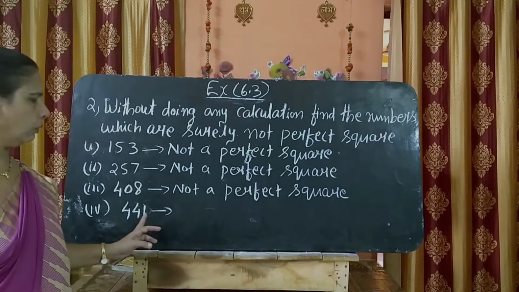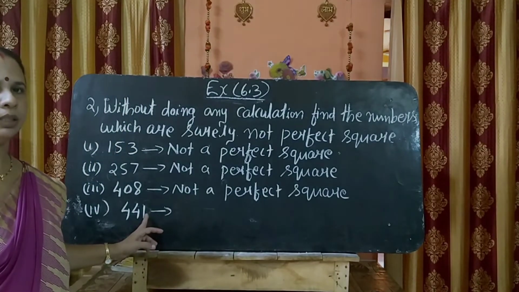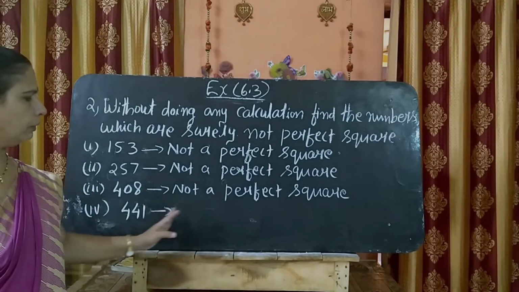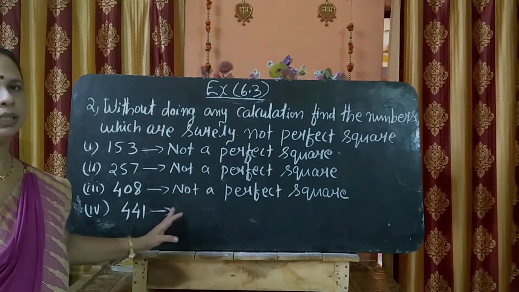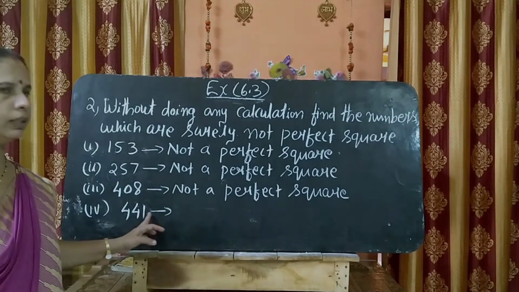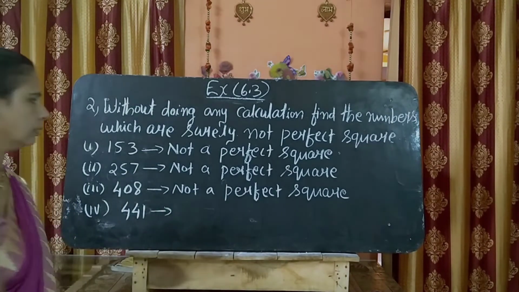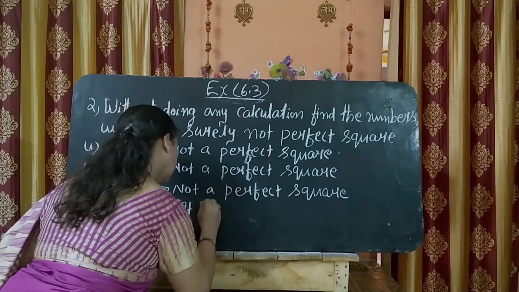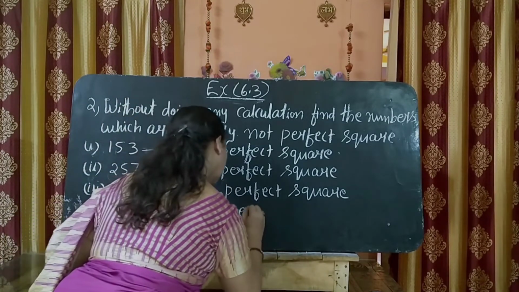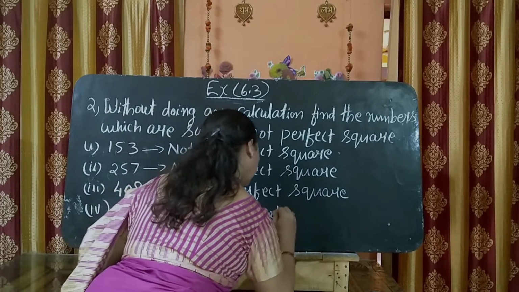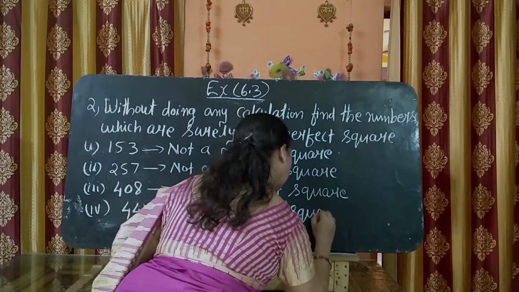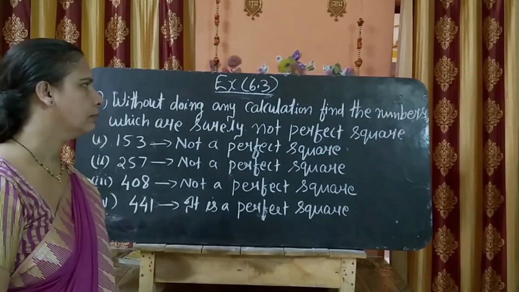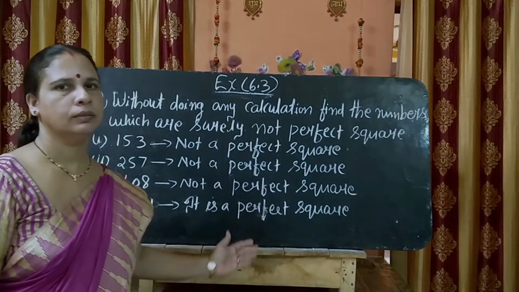Fourth question is 441. Unit place is 1. What type of number is this? Perfect square number. So 441 is a perfect square number. Copy down.